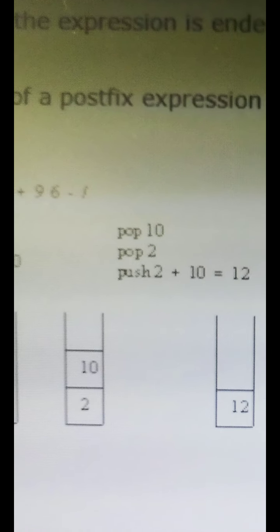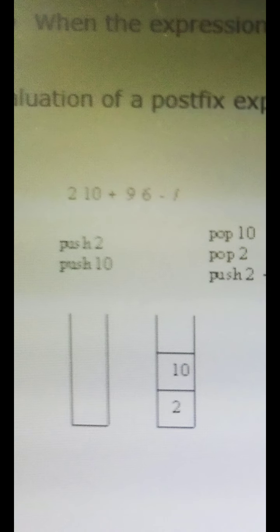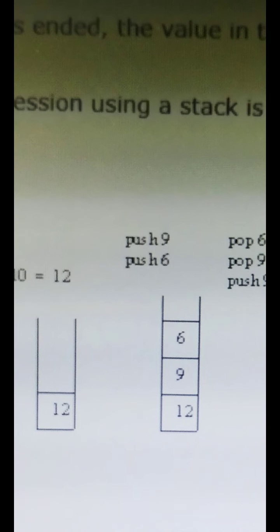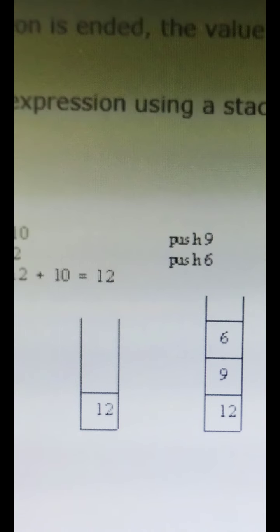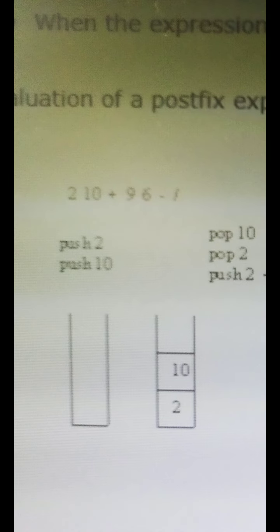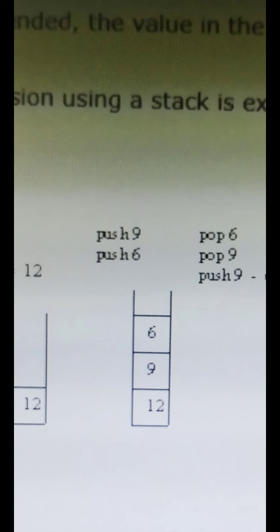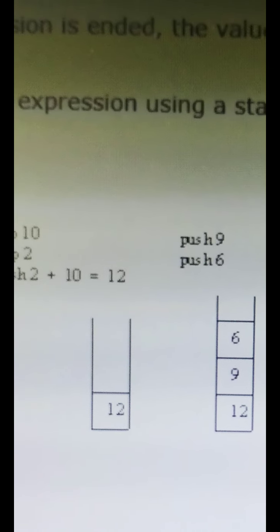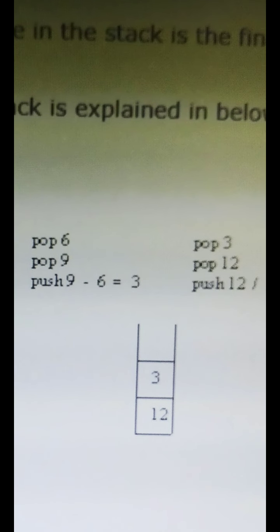Once I have stored it onto the stack, the next thing I encounter is 9. Once I encounter 9, I push 9 onto the stack. After 9 I encounter 6, so I push 6 onto the stack. Now my stack is stored with 6, 9 and 12. The next operation I encounter is minus. First I pop the element 6, then I pop the element 9. Then I perform the subtraction, 9 minus 6. What is the remaining value? 3. Again I push this 3 onto the stack.